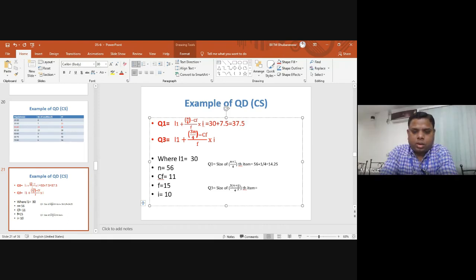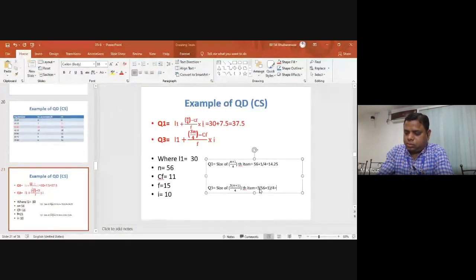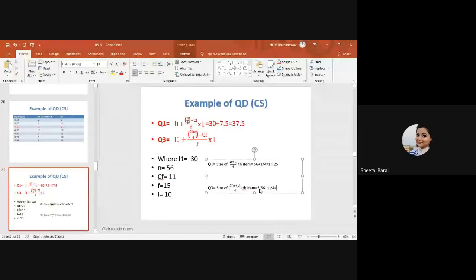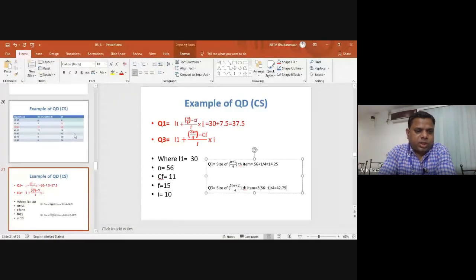Similarly, move to the next one. For calculation of Q3, in this case, the size of 3 into (N plus 1) whole divided by 4th item. That means, in this case, you just multiply with 3. That means 3 into (56 plus 1) whole divided by 4 equals how much? Just calculate. 42.75. Okay, 42.75 is lying between which area?